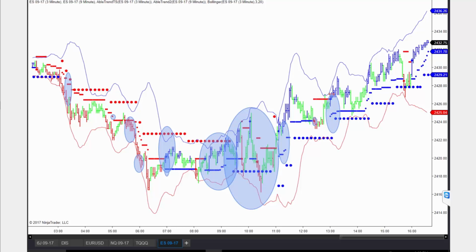Perfect buy signal right here. Everything is blue. We got a blue bar, got a blue 3-minute, have a blue 9-minute. Most importantly, there's no red dot above the price to block it from going higher. Up and away it goes, and then it pulls back, maybe pick up a point or two here.